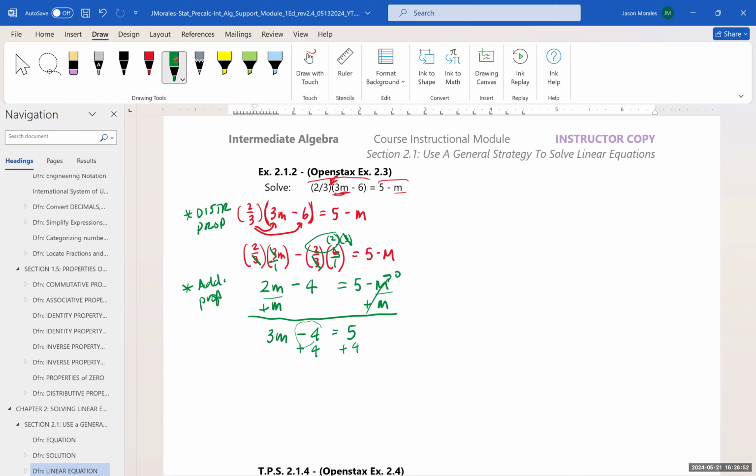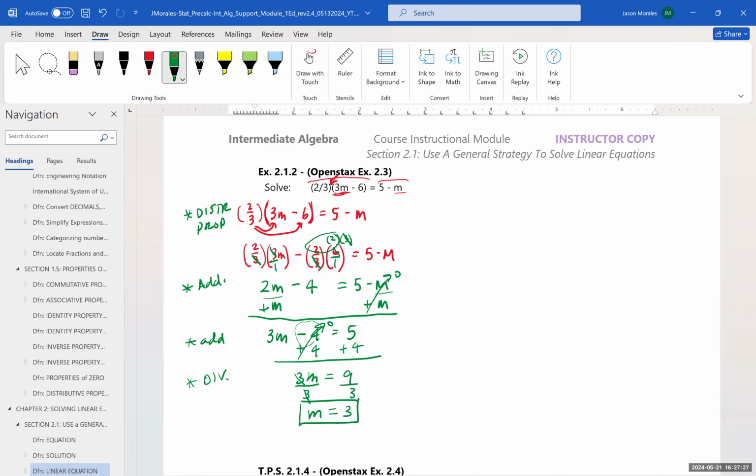And now let's move this constant over to the other side so that we're trying to get m by itself. So again, this will be the addition property. This will add to 0. So we've got 3m is equal to 9. All right, now we can use division, and we can divide both sides by 3. And these 3's will cancel, leaving us with just m equal to 3.